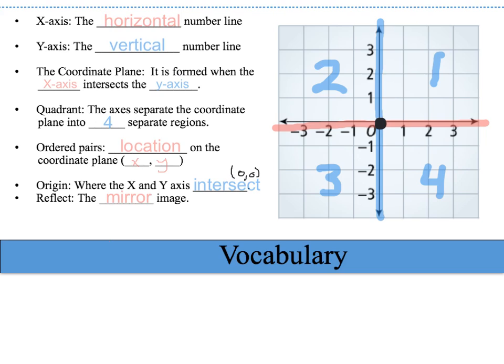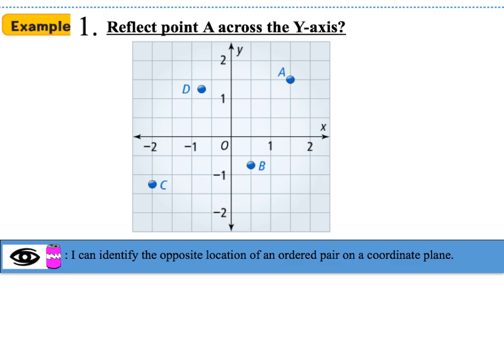The last vocabulary word is to reflect, and reflect is the mirror image. This is the vocabulary word that this video will definitely talk about, so please make sure you understand that reflection basically means the mirror image. So for example 1, they're asking us to reflect point A across the y-axis. So using my highlighter, I want to go ahead and highlight the y-axis, which is the one that goes up and down, because this is the mirror, or this is the reflection line.